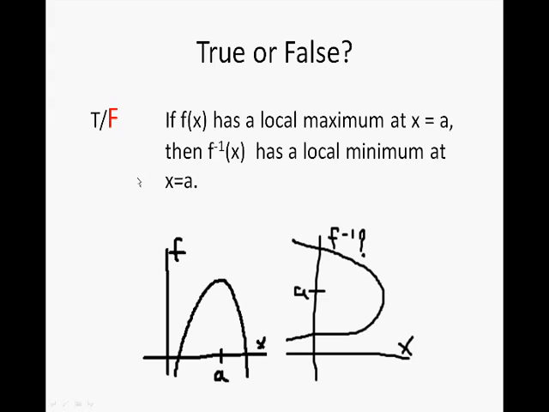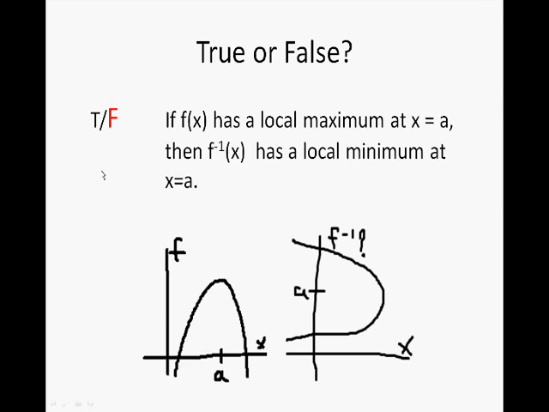The first one, if f of x has a local maximum, then the inverse has a local minimum? No way! By definition, if we have a function that has a local maximum, then obviously it fails the horizontal line test for having an inverse function. The inverse function doesn't even really properly exist unless we define it as two separate functions. And even then, it's not going to have a minimum. It would have a special point maybe at y equals a, but absolutely not at x equals a.